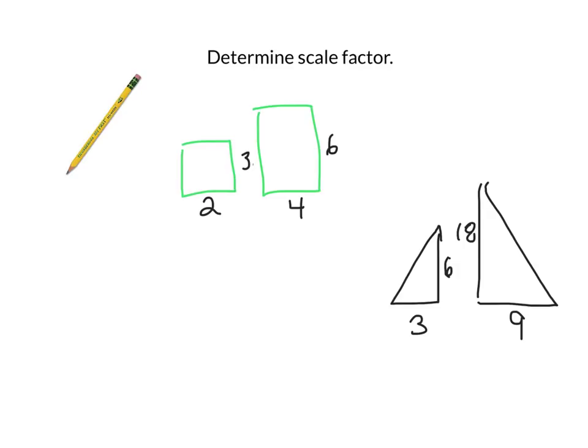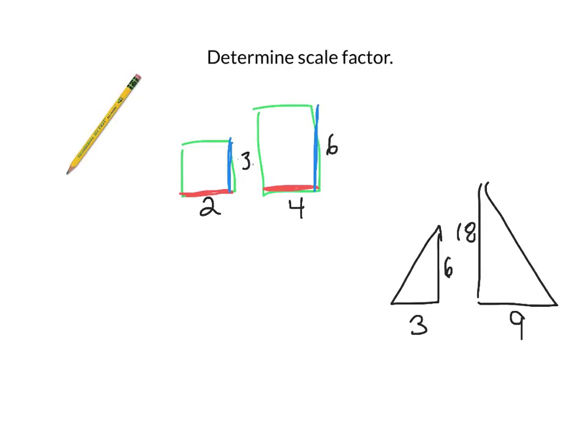So I'm going to look at these green rectangles here, and I'm going to identify the corresponding sides, or the sides that are the same or similar in the objects. So in this case, this side of my rectangle and this side of my rectangle are corresponding sides, and this side corresponds with this side.